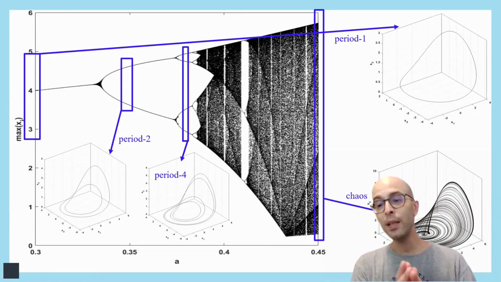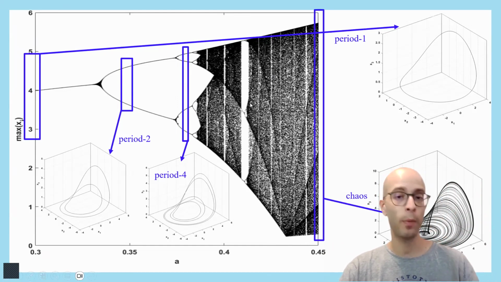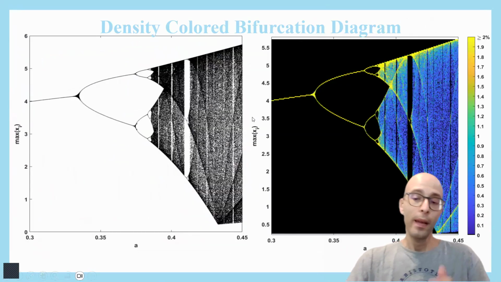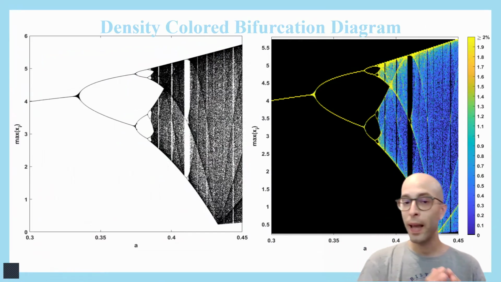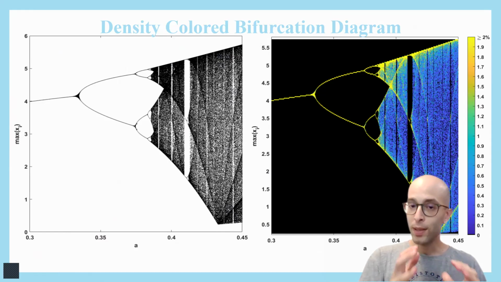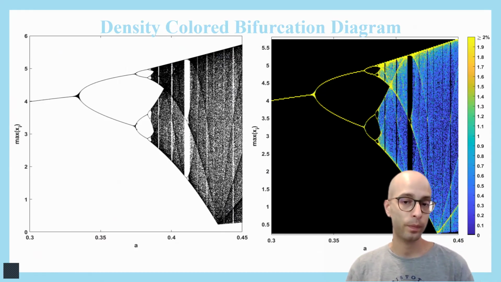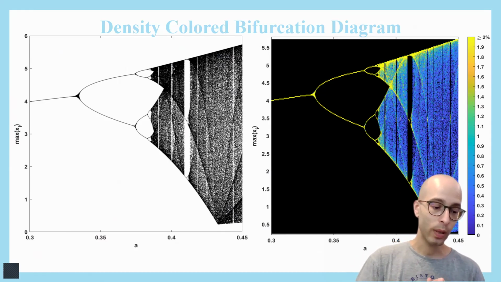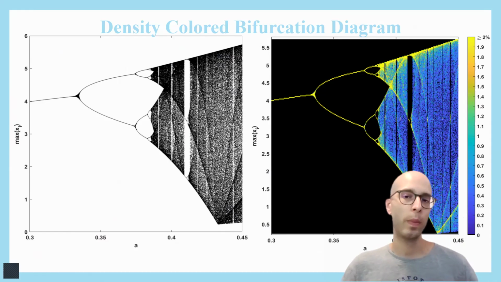So what is a density-colored bifurcation diagram? This is the variation that we propose in our own paper. The density-colored bifurcation diagram is a variation built on the actual bifurcation diagram, which does what? It colors the bifurcation diagram based on the density of the local maxima in the state space.